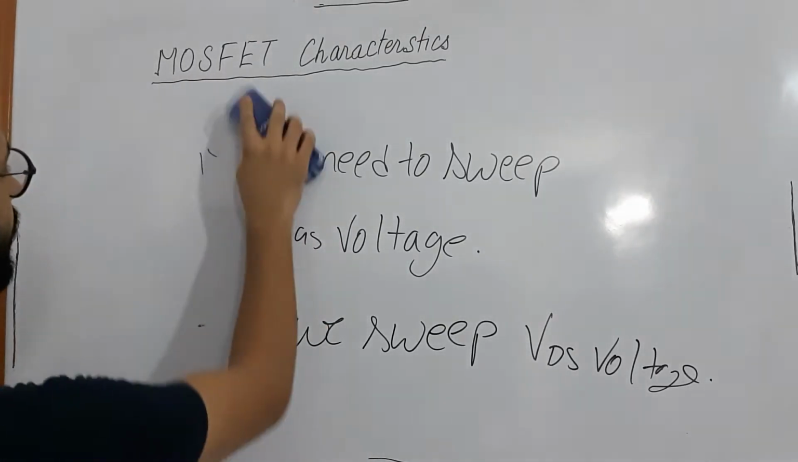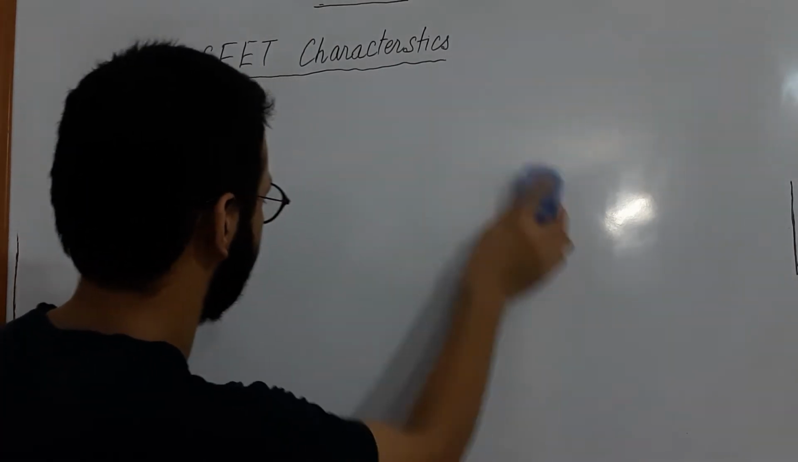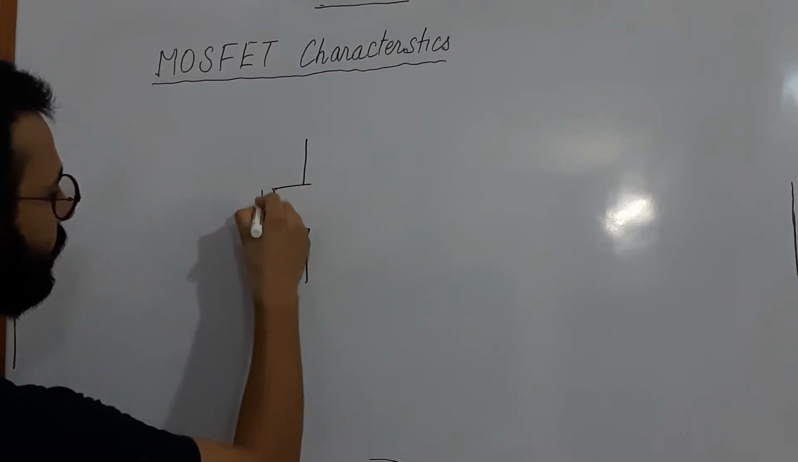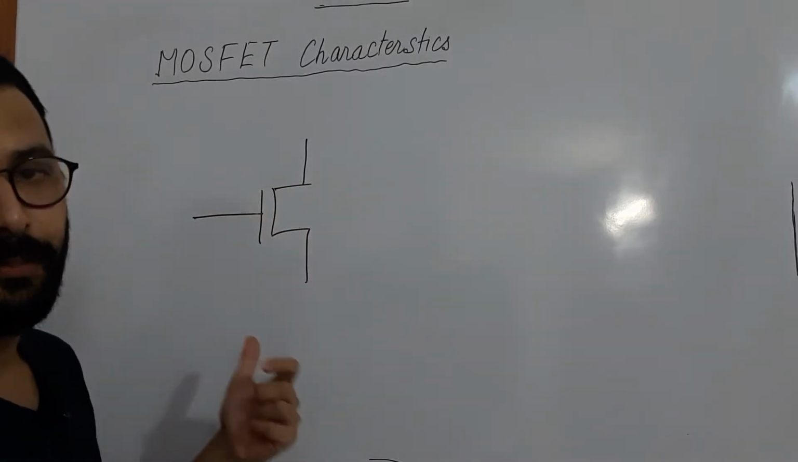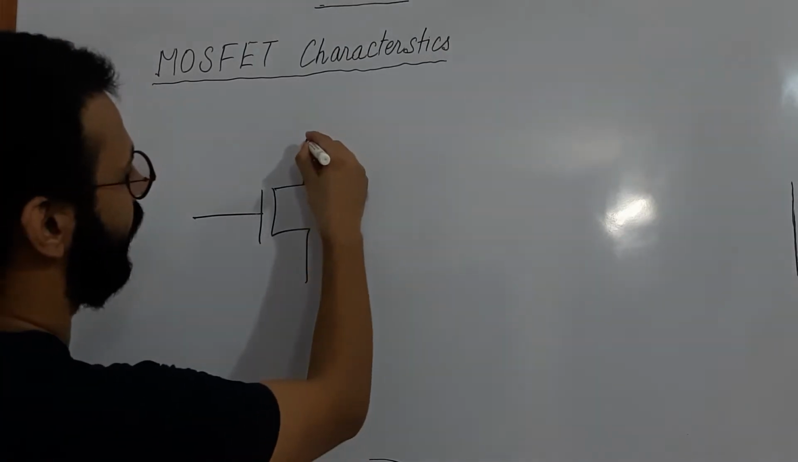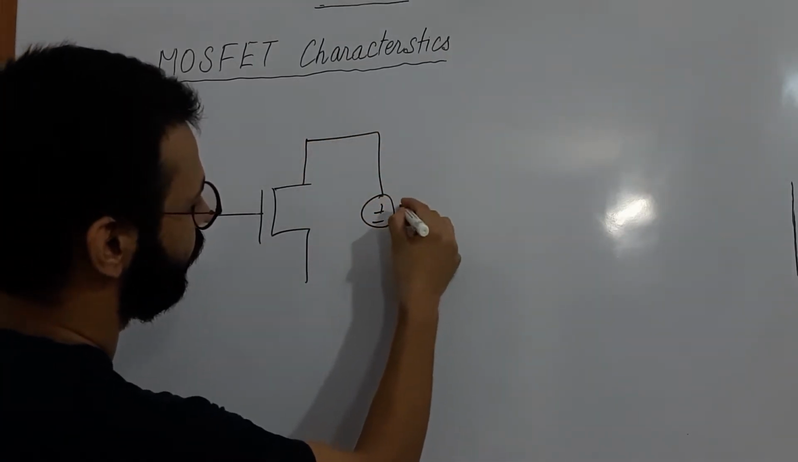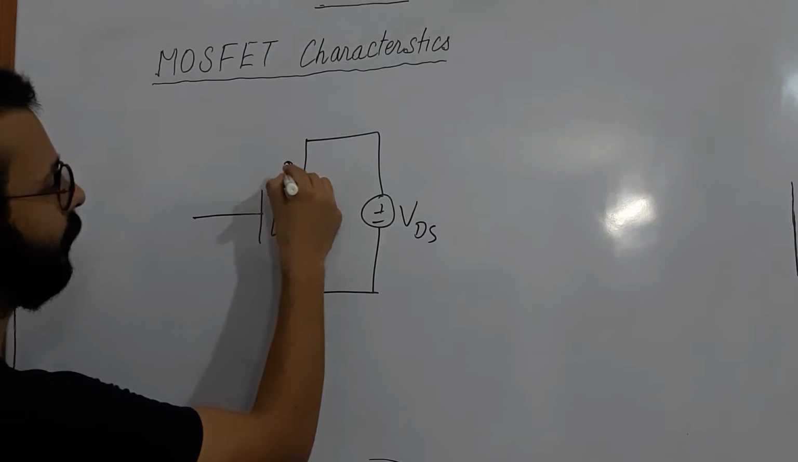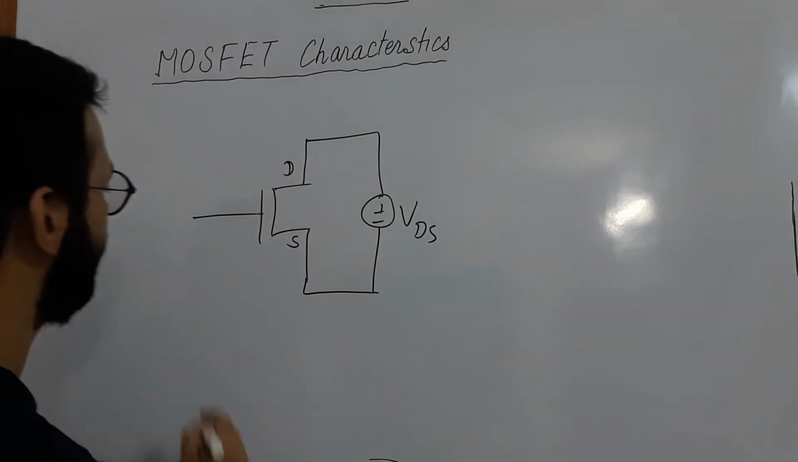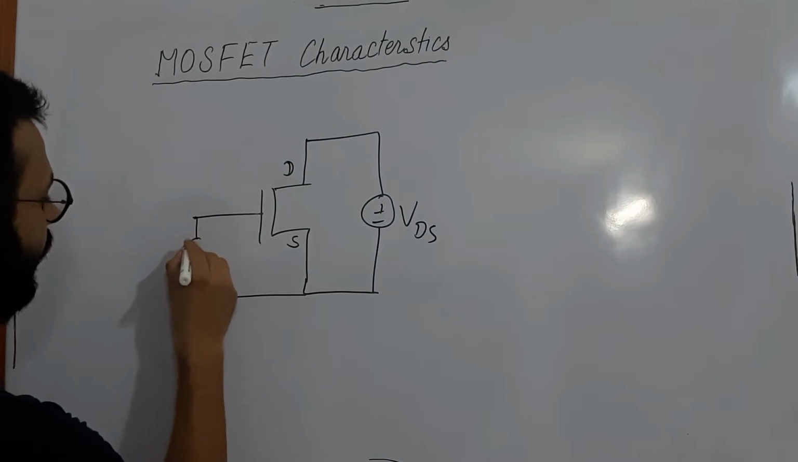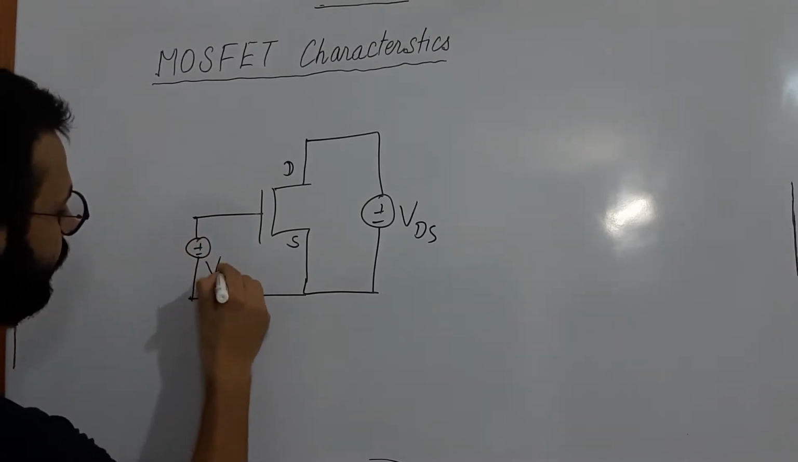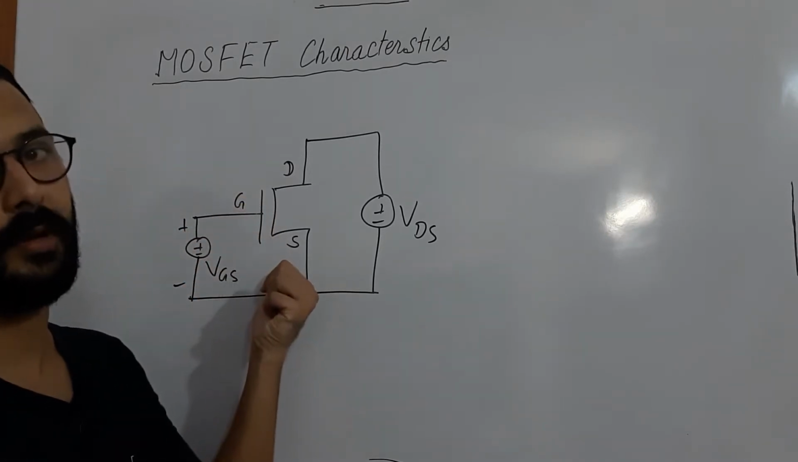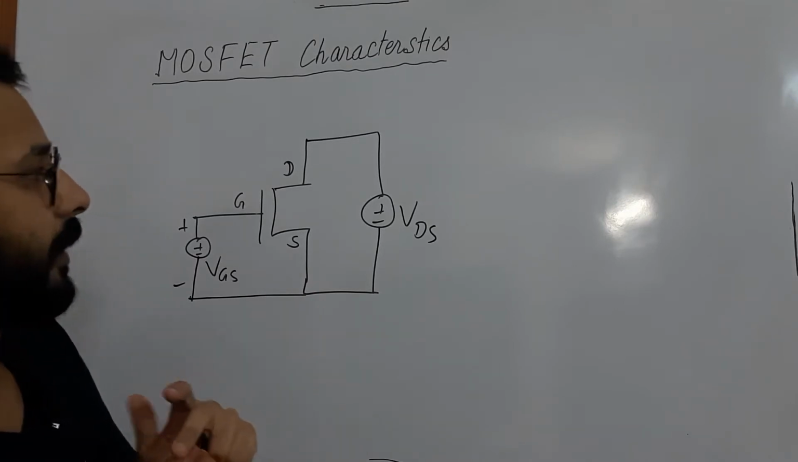Okay, so let's remove all the things. This is the simple NMOS device. I am applying the VDS voltage between the drain and source terminal. Second, I am applying the VGS voltage between the gate and source terminal. So this is the input voltage I have applied.